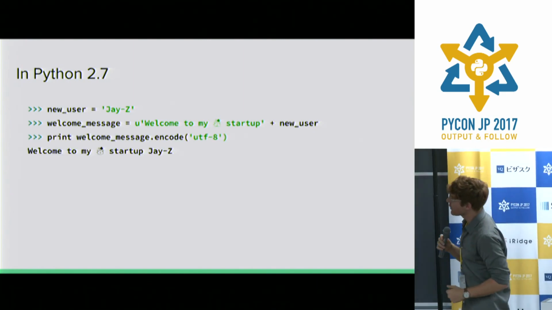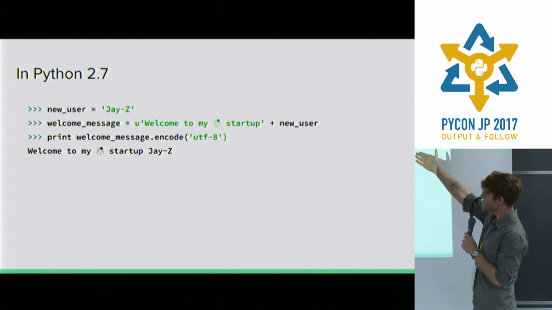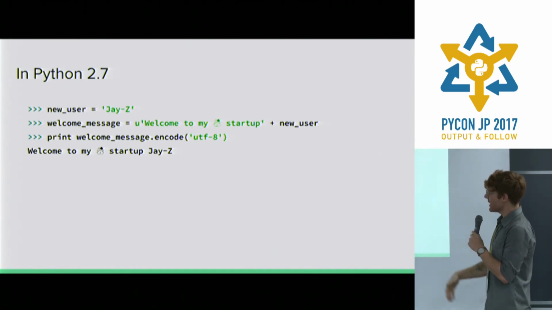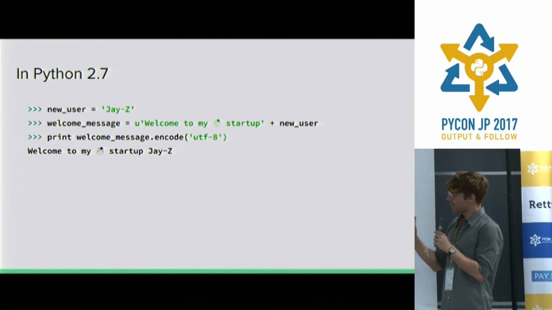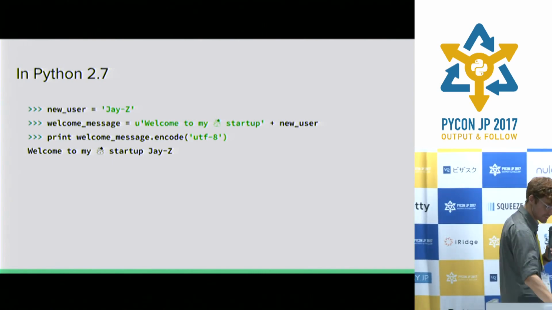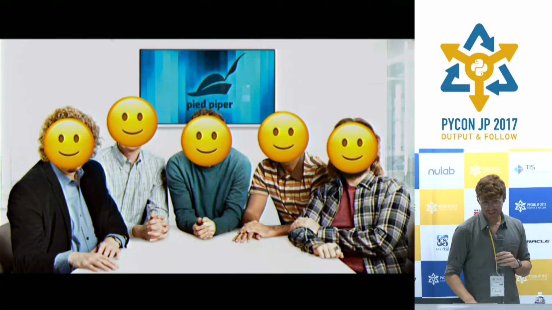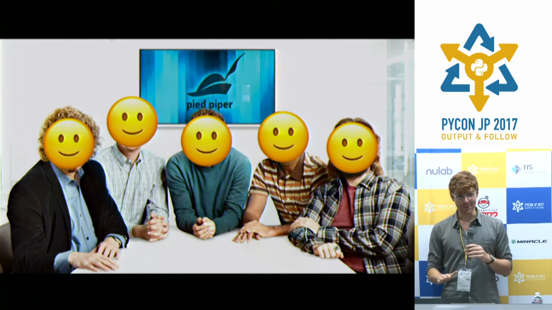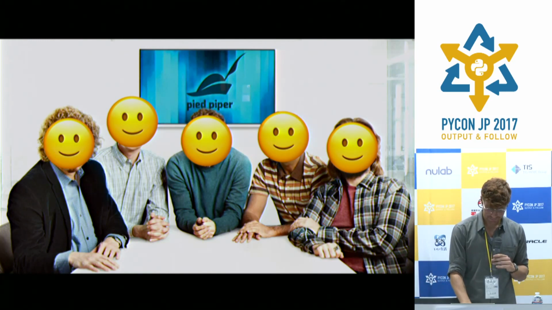It works. We encode the messages. So we have this Unicode string. We add Jay-Z's name to it. We encode the message as UTF-8. And we print out, welcome to my snowman startup, Jay-Z. And everyone's really happy. The next day, something really big happens, way bigger than Jay-Z.